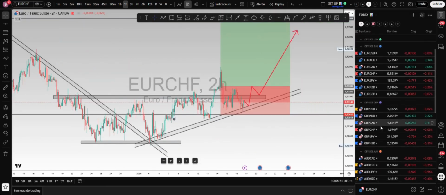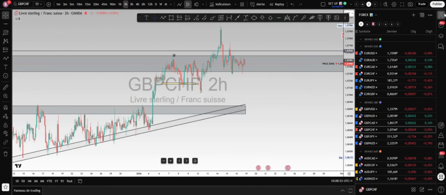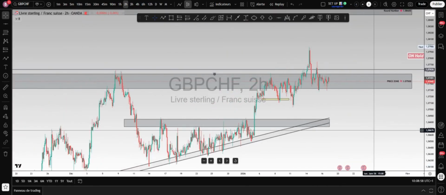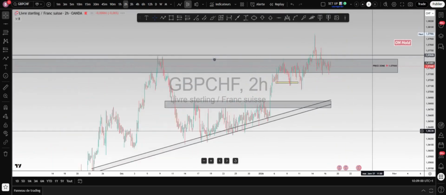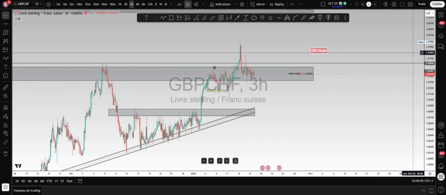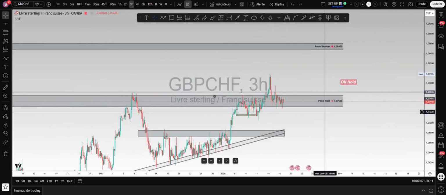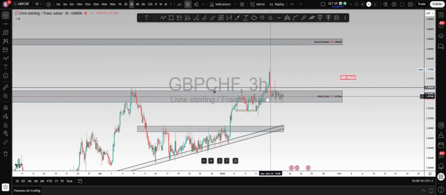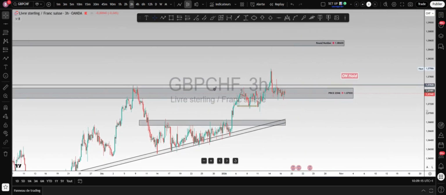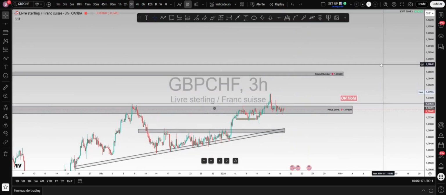Next we have the currency pair GBP CHF, so the British pound against the Swiss franc. This is an opportunity I haven't taken, so it's a pending opportunity. As you can see here, I'm waiting for the market to break through the round number zone here. My alert was set to go off here. If it does break through, I would consider taking a position.